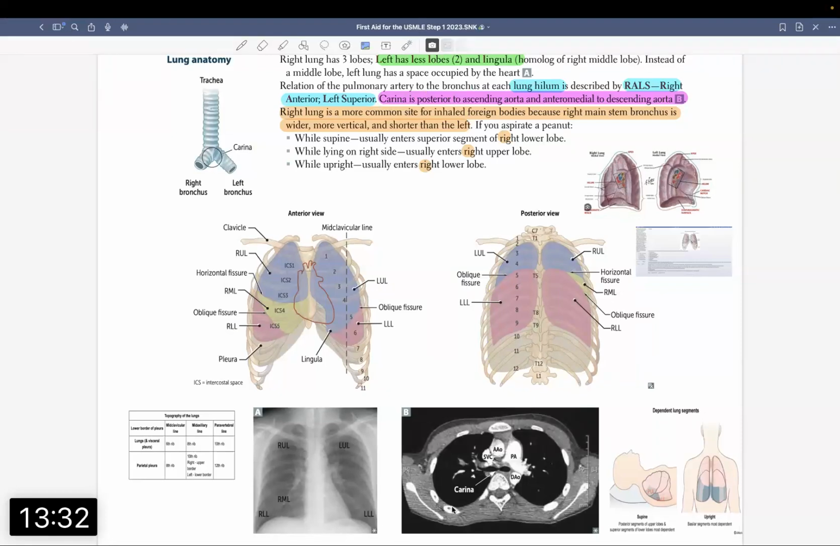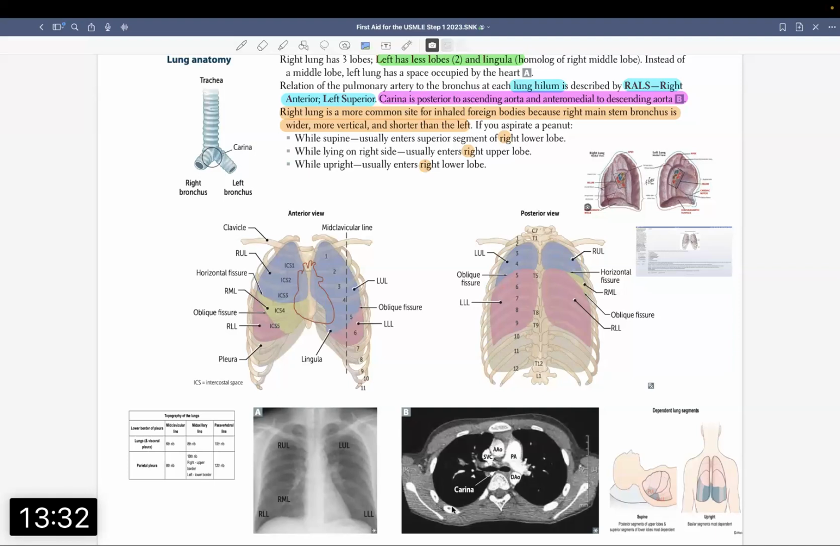The carina was a question actually. It came up on some NBME. I remember Neelu and I were talking about the carina. So the carina is posterior to the ascending aorta and anteromedial to the descending aorta. And you said that when the patient is supine, it goes either to the posterior segment of the upper lobe or the superior segment of the lower lobe, right? Correct. Yep.